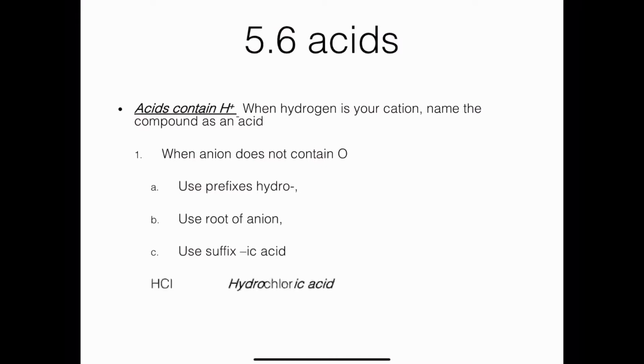As an example, if I have something like HCl, notice this does not contain oxygen. So I'm going to use the following rules. The prefix hydro, the root of the anion, chlorine, the root is chlor, and I'm going to add the suffix ic acid at the end. It's not complete if I leave off the actual part that says acid. So the full name of this compound would be hydrochloric acid. For the next example, if I have something like HBr, again, my anion does not contain oxygen. Hydro in the beginning, I use the root of the anion, and the ending ic acid.